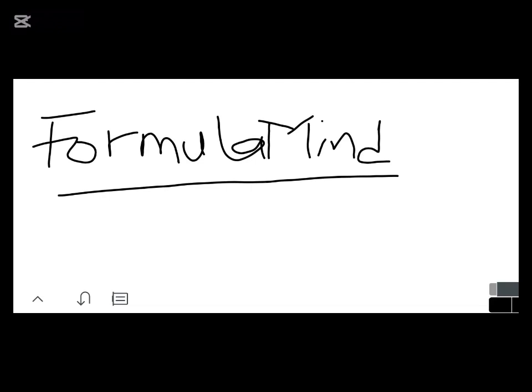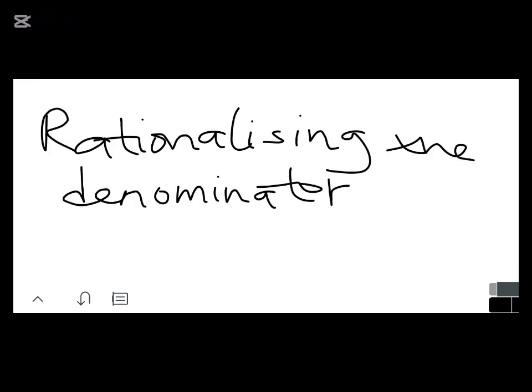So today we continue with sets, and today we are going to learn about how we are going to rationalize the denominator. In other words, rationalizing the denominator when a set is given. So let's take an example and look at how we are going to rationalize the denominator when a set is given to us.